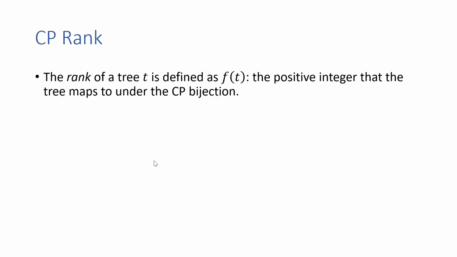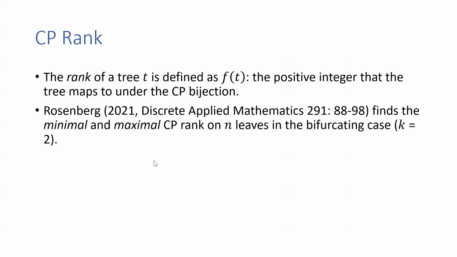I've been using the word CP rank freely, but I am just defining it as the integer that the tree gets mapped to. And if you'll notice, the way we define the CP rank, it doesn't really have anything to do with the leaves. We just defined it in terms of left and right subtrees. So you can ask the question: if we fix the number of leaves, or in a biological context, if we fix the number of species, what range of values can the CP rank take?